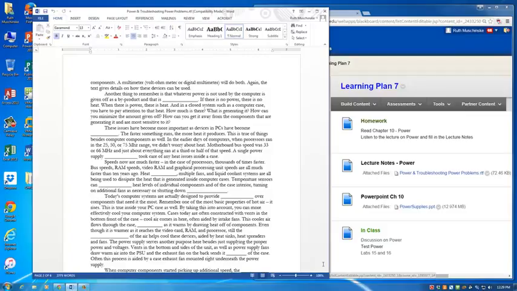Another thing to remember is that whatever power is not used by the computer is given off as a byproduct, and that byproduct is heat. If there is no power, there is no heat. When there is power, there will be heat. And in a closed system such as a computer case, you have to pay attention to that heat.